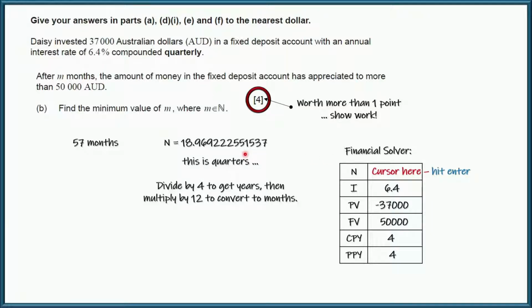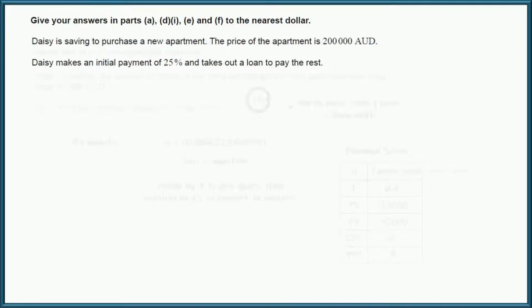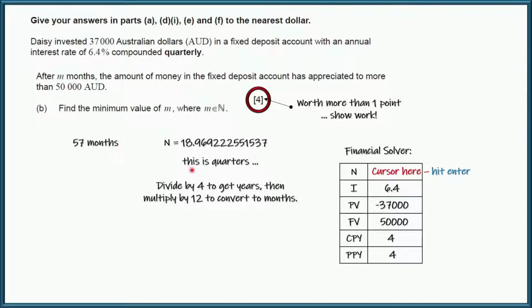18.9692225515537. Okay, that's quarters. That's not years, because, do you see? It's compounded quarterly. So you've got to divide that by 4 first, and then multiply that by 12 in order to get the same answer. You do get the same answer either way, but do you see what I mean? Either method, you've got to make sure you understand what the number means. So either way you do it, you just have to make sure you convert your answer into months, because it says how many months.